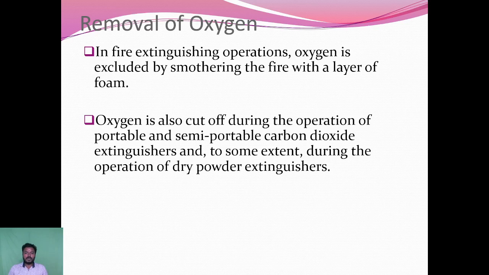In fire extinguishing operations, oxygen is excluded by smothering the fire with a layer of foam. Oxygen is also cut off during the operation of portable and semi-portable carbon dioxide extinguishers, and to some extent during the operation of dry powder extinguishers. There are several types of extinguishers that we will see later. All of these shut off the oxygen supply. Extinguishers are available as portable and semi-portable. If portable, it can be easily carried out to put out the fire. If semi-portable, it's a rolling type.